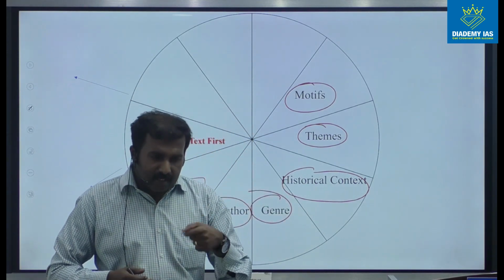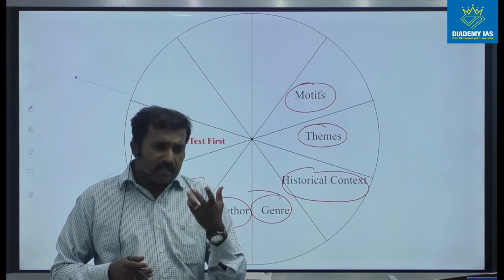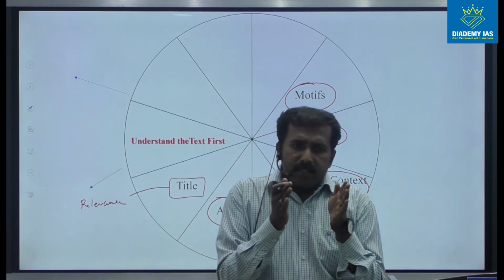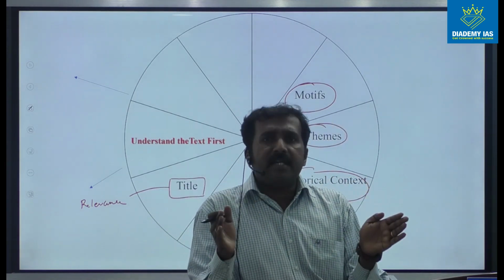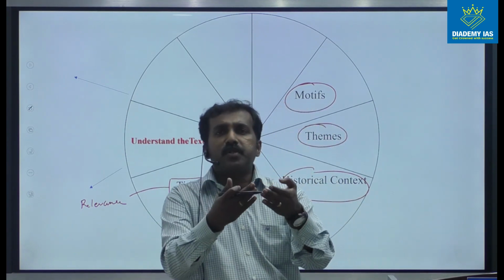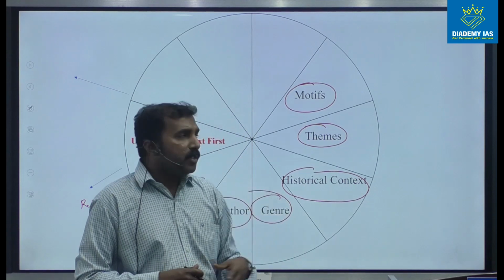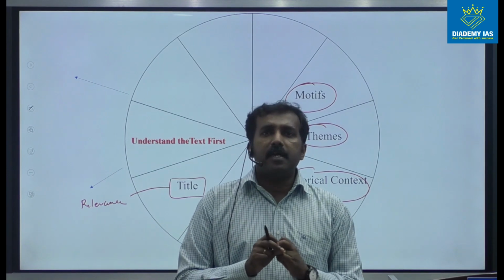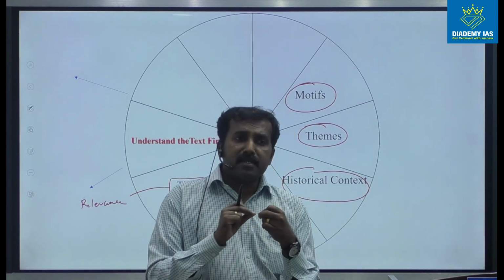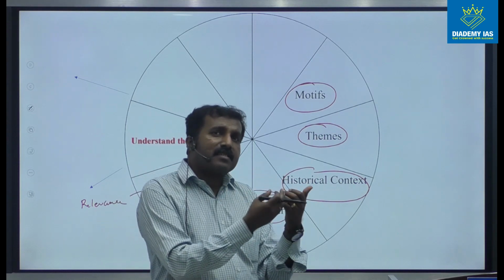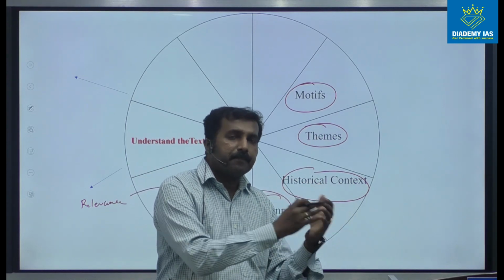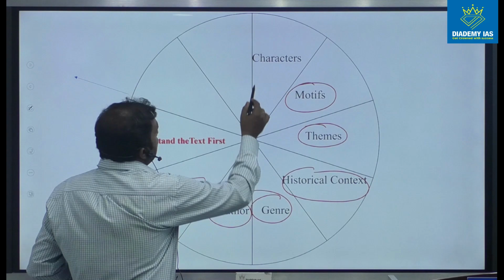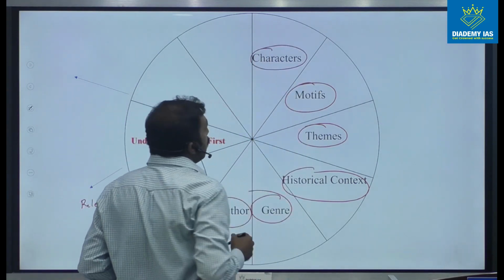That means maybe the tone of the work, the image of the work. Then, motif is all about details which leads to the theme of a literary work. So, you have to understand the motif of a particular literary work and add these important points in your notes or answers. Then, next one is characters.